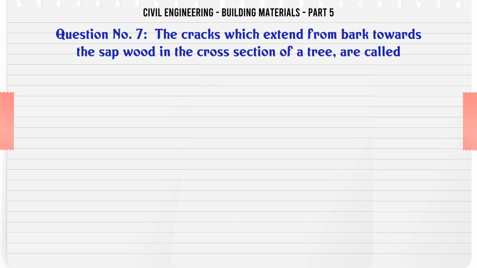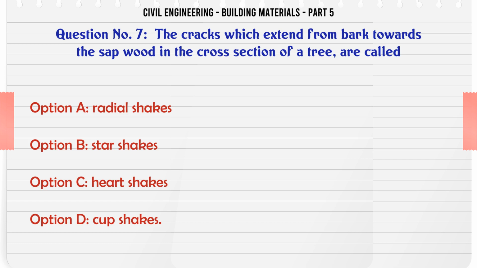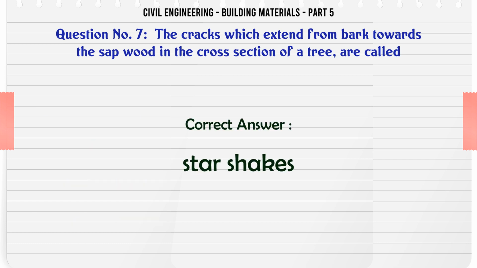The cracks which extend from bark towards the sap wood in the cross-section of a tree are called A. radial shakes, B. star shakes, C. heart shakes, D. cup shakes. The correct answer is star shakes.